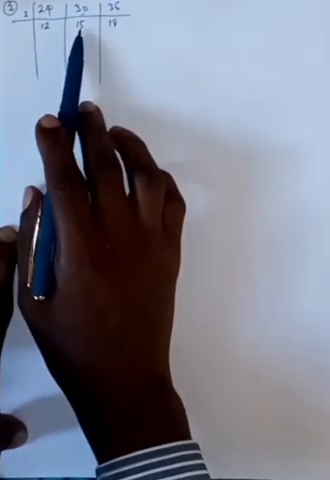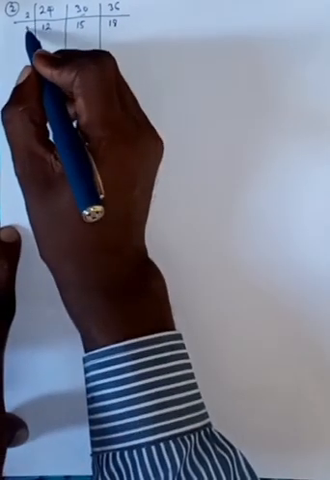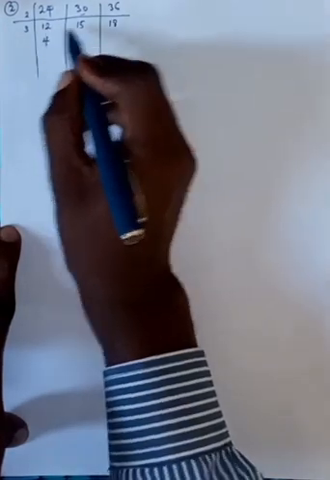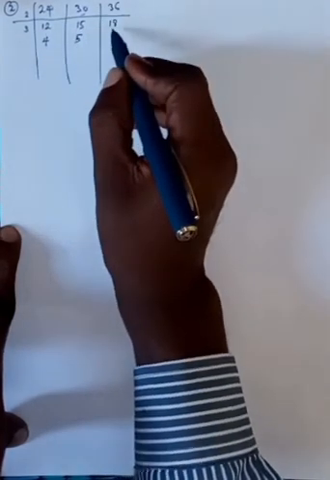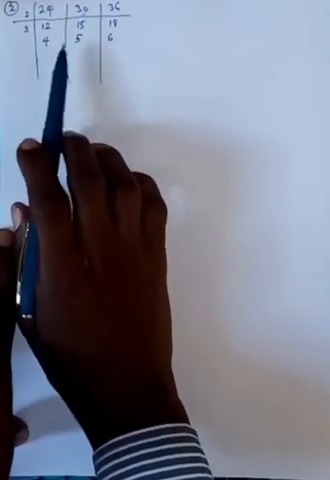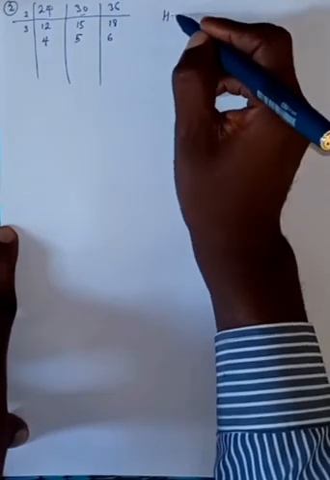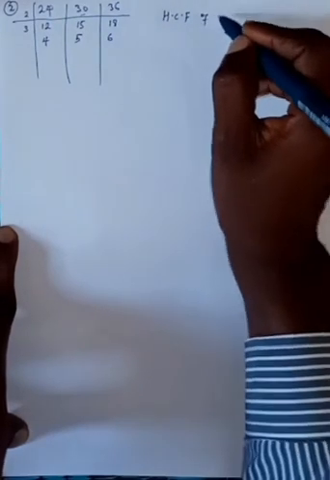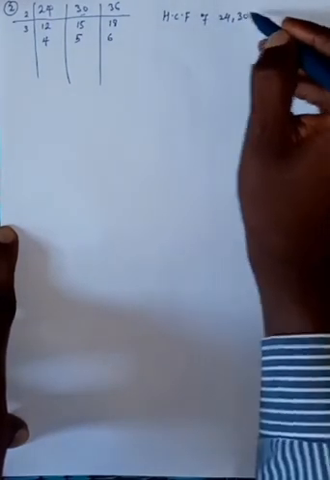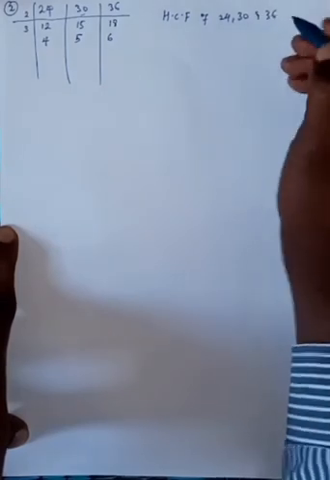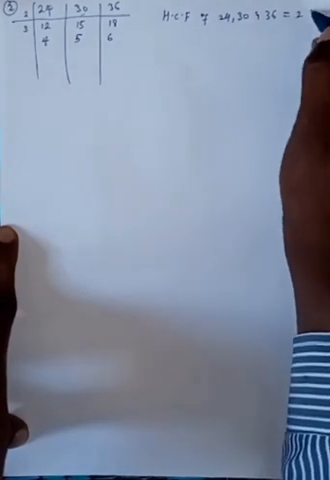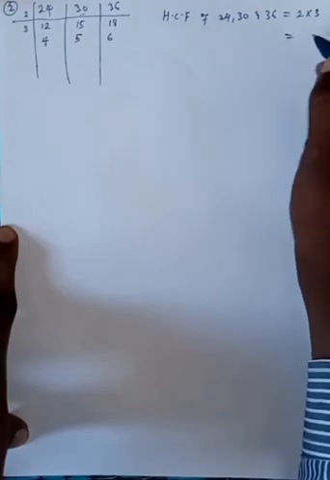Now let us make use of 3. 3 can divide this, it can divide this, it can divide this, so 3 will be used. 3 in 12 here gives 4, 3 in 15 here gives 5, 3 in 18 here gives 6. Now we can see that there is no number that can divide this and this again, so it shows that the HCF of 24, 30 and 36 is equal to 2 times 3, which is equal to 6.